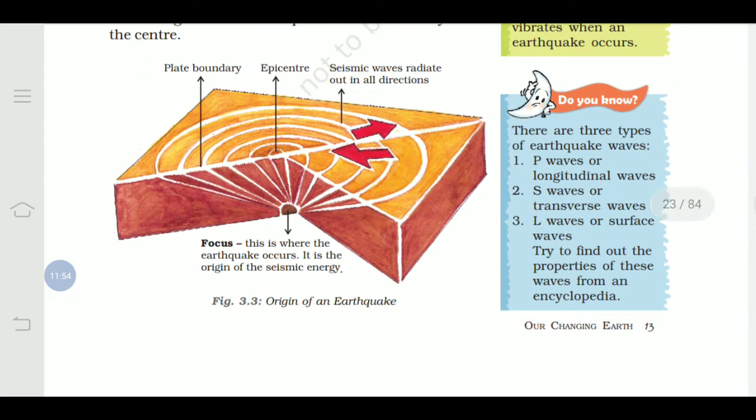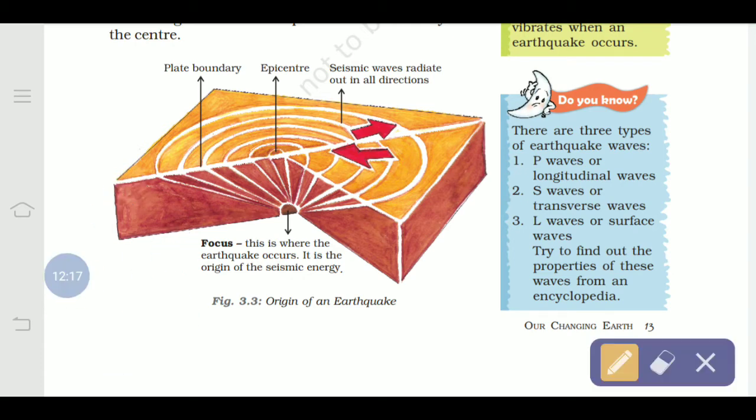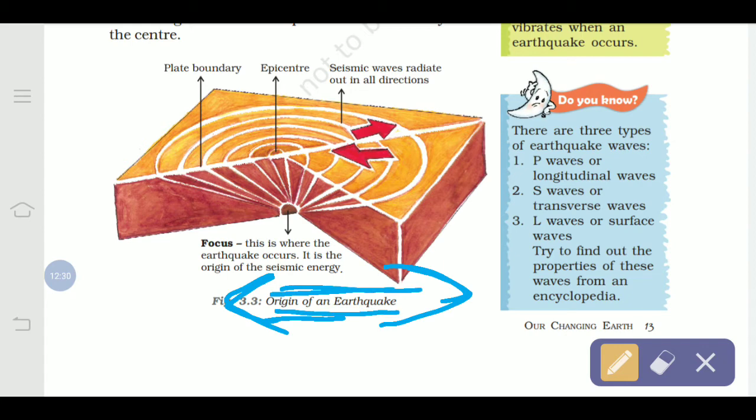See the Do You Know portion. There are 3 types of earthquake waves. One is P waves or longitudinal waves. Second is S waves or transverse waves. And third is L waves or surface waves. Now what are P waves? These are longitudinal waves. It means you can see over here, it stretches out and squeezes in. First it stretches out, then squeezes in. Because of this kind of waves, more damage occurs in the region.